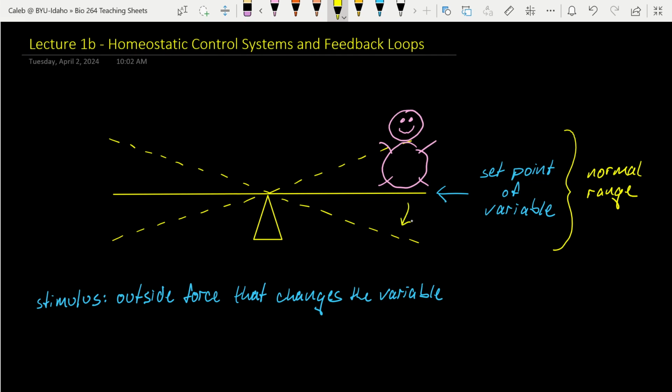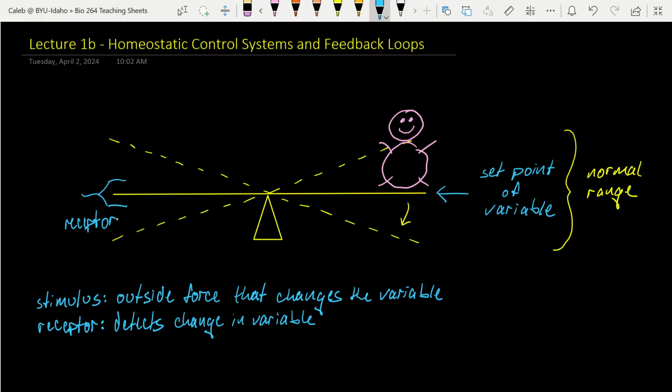Now, in order to restore balance, we need to be able to detect the change in the variable. This requires a receptor. We'll draw our receptor here in a way that allows us to easily see that as the teeter-totter moves up and down, the receptor can detect this. Now, once a change is detected, we need a decision maker, something capable of interpreting the change and understanding how to restore balance. We'll call this the control center.